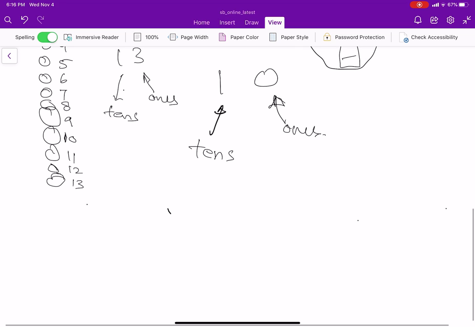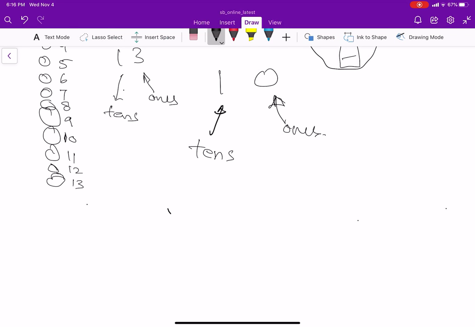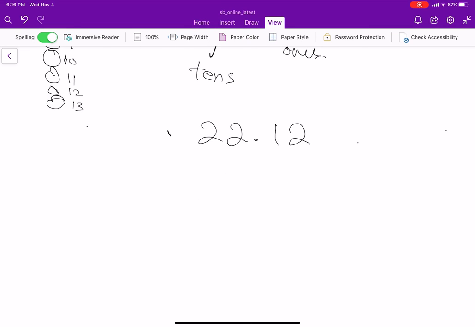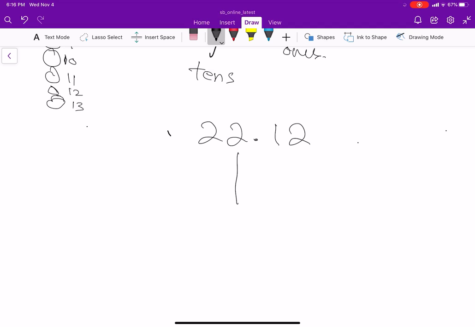Let's say we have 22.12. That's interesting, right? What is happening here? So this is ones, we know that. These are 10 times more. Everything here is 10 times more. So we say tens. So we have 2 tens and 2 ones. So we have 22.